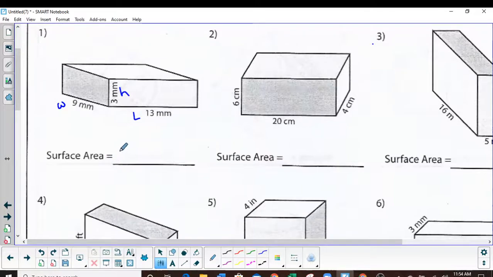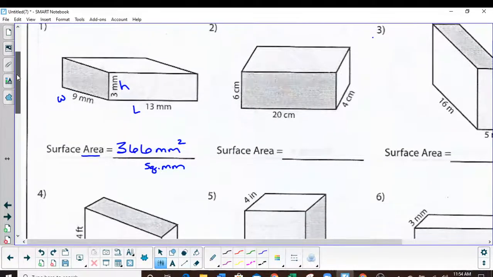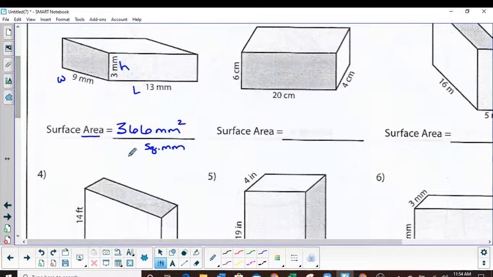We'll go back to our sheet. Remember, we've got to get a unit. And since this is surface area, any area is going to be squared. Or it could be written as 366 square millimeters. Either way, either one of them will work. Okay? So there's number 1.